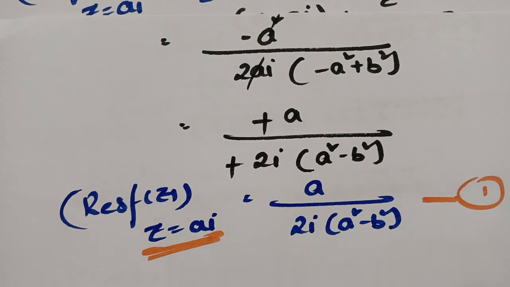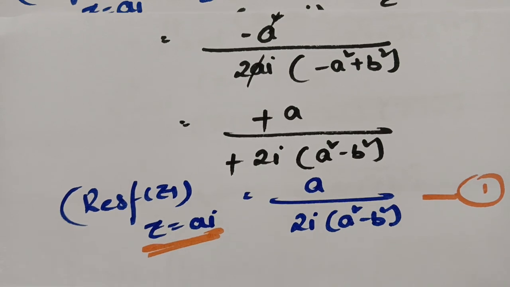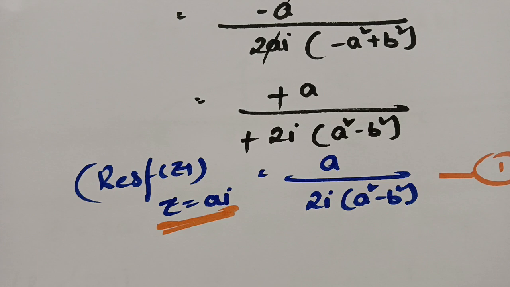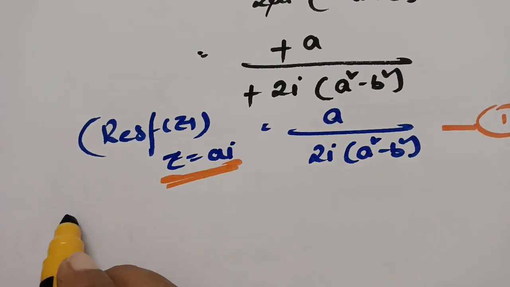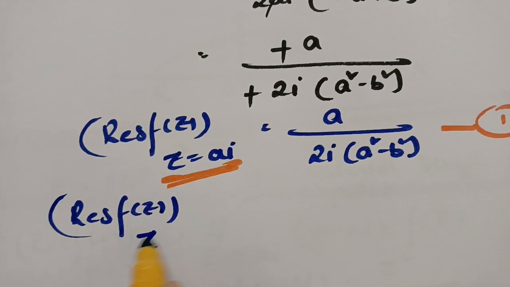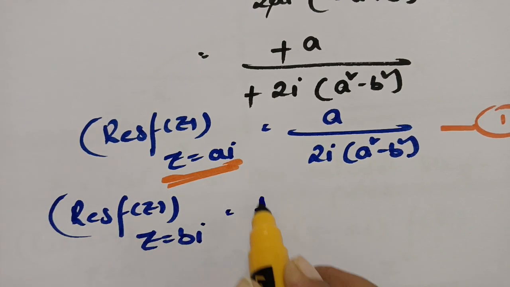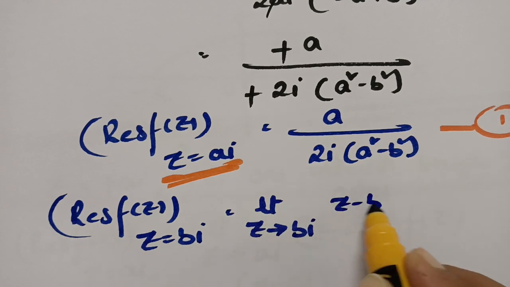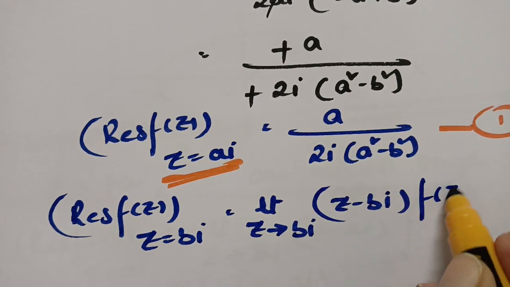And the next interior pole is bi. So we have to find out the residue for bi. The residue of f of z for the interior pole z equal to bi will be limit z tends to bi of z minus bi into f of z.